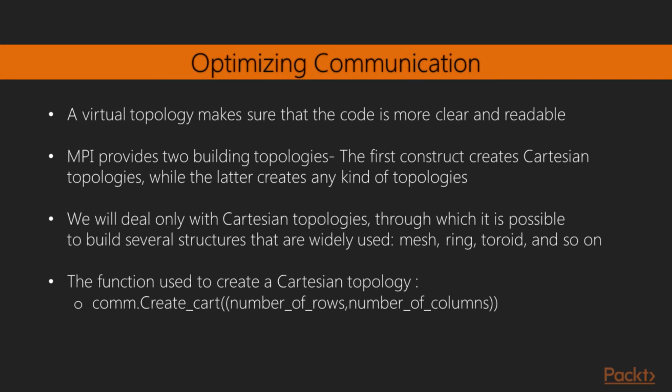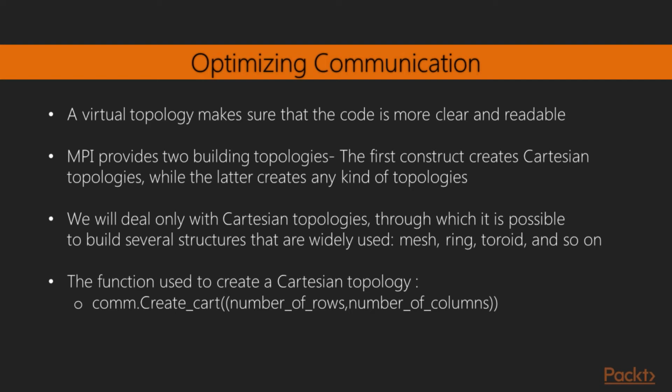In fact, if you build a virtual topology, then every node will communicate only with its virtual neighbor, optimizing the performance. For example, if the rank was randomly assigned, a message could be forced to pass through many other nodes before it reaches the destination. Beyond the question of performance, a virtual topology makes sure that the code is more clear and readable.